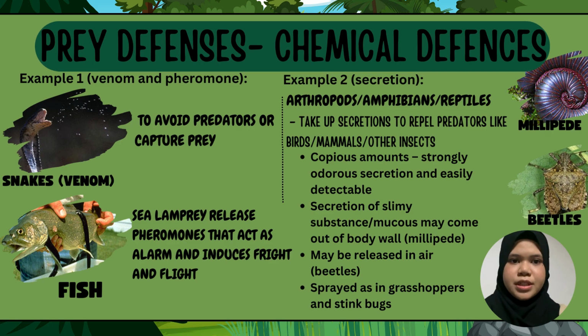The second example is secretion. Arthropods, amphibians, and reptiles take up secretion to repel predators like birds, mammals, and other insects. The secretions are strongly odorous and easily detectable. Secretion of slimy substance and mucus may come out from the body walls of millipedes, and may be released in air by beetles and sprayed by grasshoppers and stink bugs.